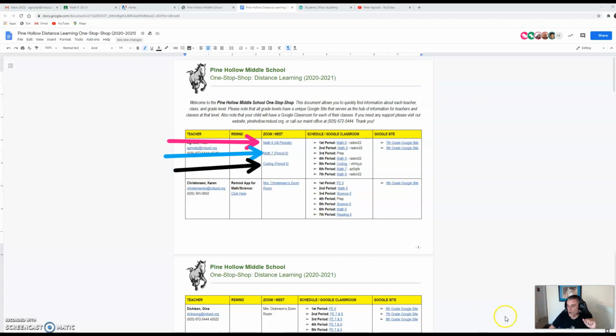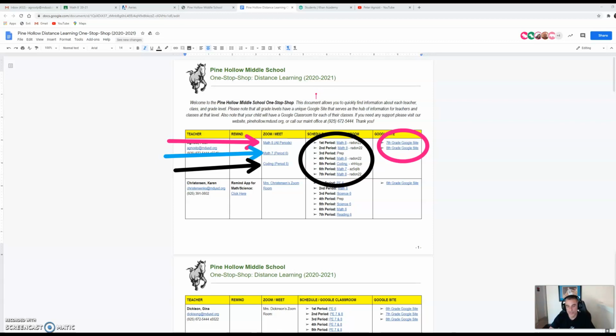Notice that this website also has all the links to my Google Classrooms right there, and links to my 8th grade and 7th grade Google sites. So links all over the place. This is your third way that you can get to my class.